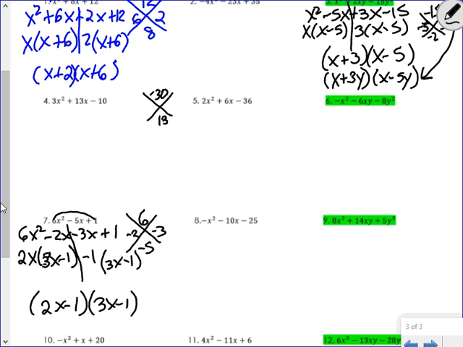Okay, so I need two numbers that multiply to get negative 30, but add to get 13. 15 and negative 2. Now you were tempted with the 10 and 3, but you can't really get that to work with the negative 30, positive 13. So if you can't get the signs to work, think of a different number combination. The 15 and the negative 2.